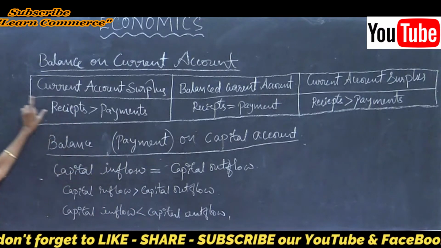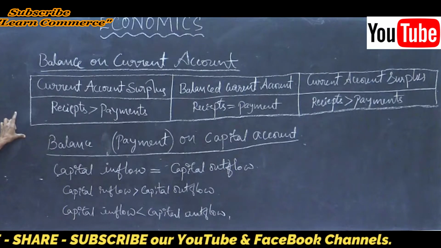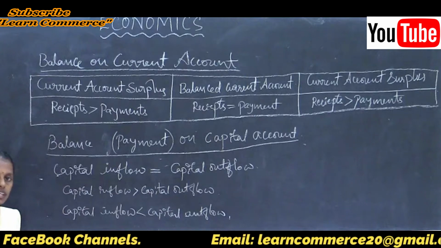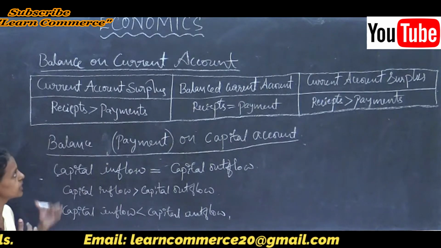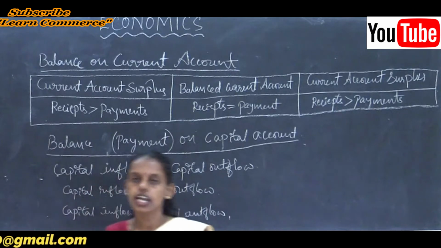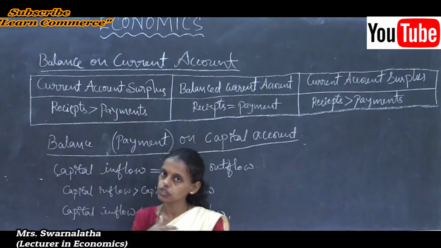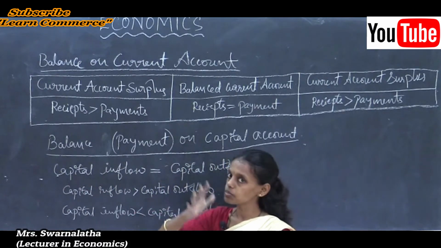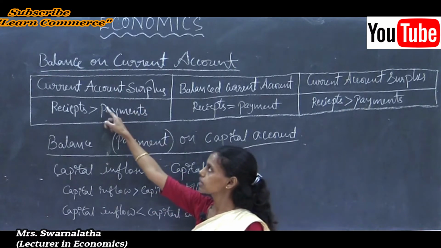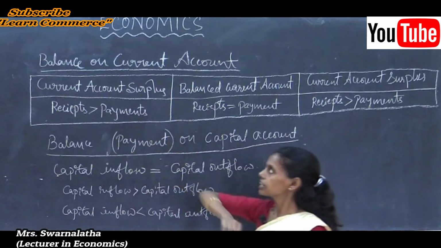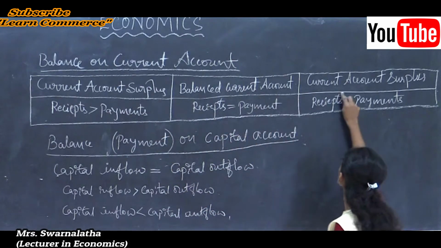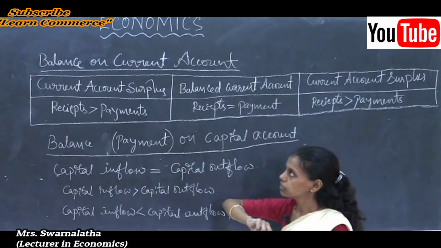Balance on current account includes trade in goods and services. How can we see the balance of trade through the current account? That is said to be the balance on current account. It is visible through exports and imports. For example, see the chart here: current account surplus, balanced current account and current account deficit.